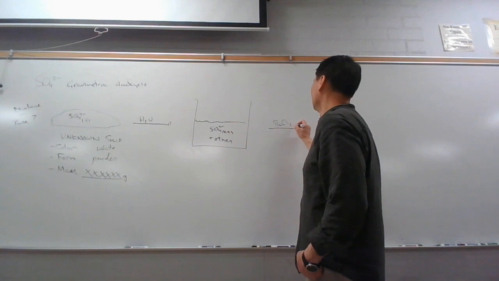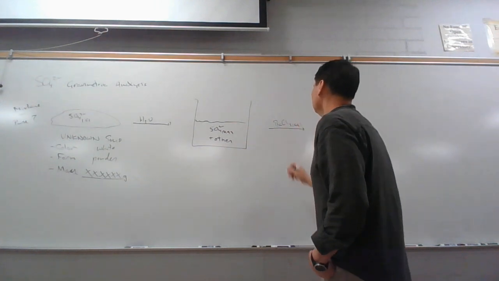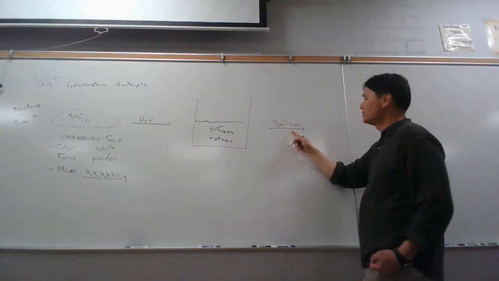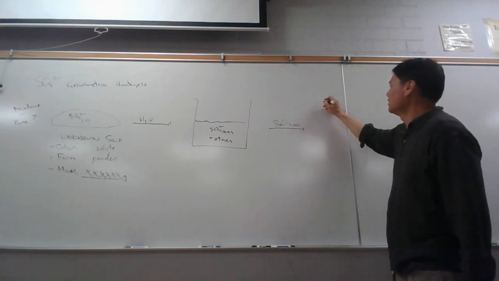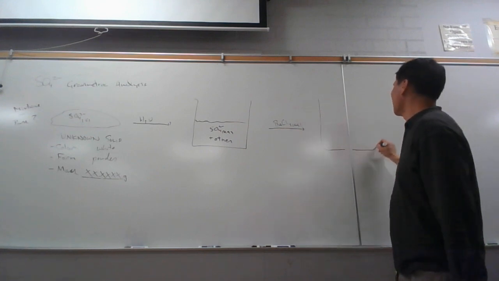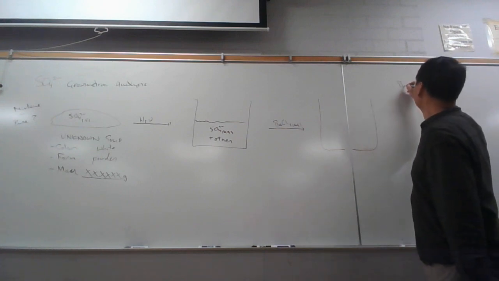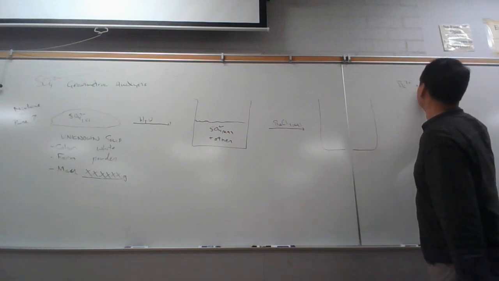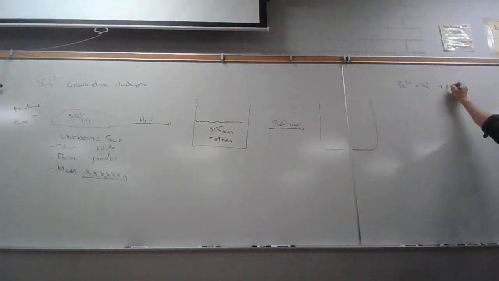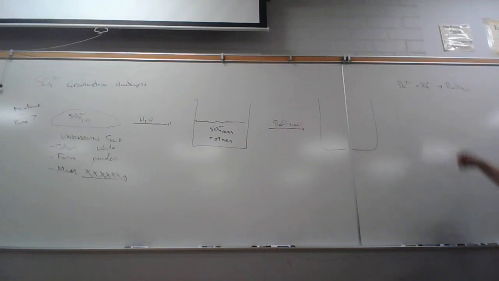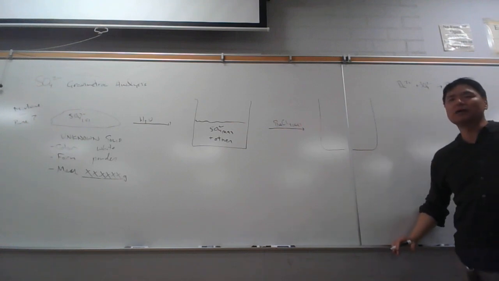BaCl2. Chlorides are all soluble, except for silver, lead, mercury, so this will be soluble. This is going to be an aqueous solution. And so the barium and the sulfate, you know, the metathesis reaction, barium ions like sulfate. And we're going to precipitate out barium sulfate. And so we can separate out the sulfate from everything else.